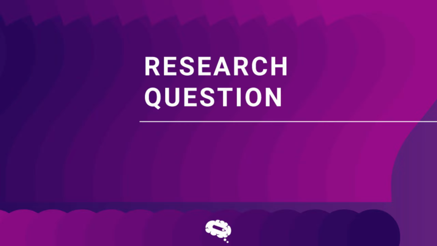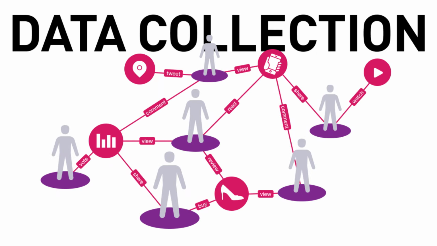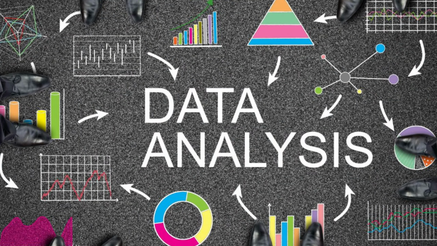So paradigms affect your research questions. They can also affect your data collection. A positivist might use surveys, experiments, and numerical measures. An interpretivist might use interviews, observations, and narratives for data collection. And a pragmatist might use both. Again, paradigms affect your data analysis. A positivist might use statistical analysis. An interpretivist might use thematic analysis. A critical realist looks for deeper patterns and underlying causes.